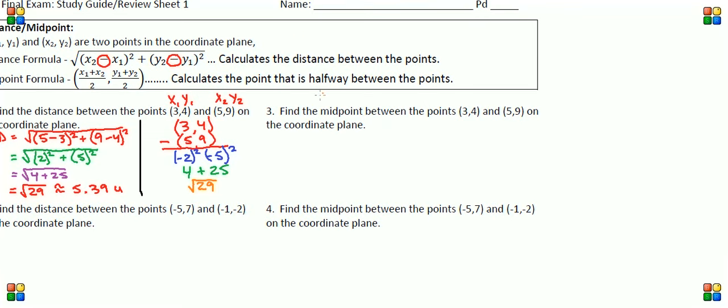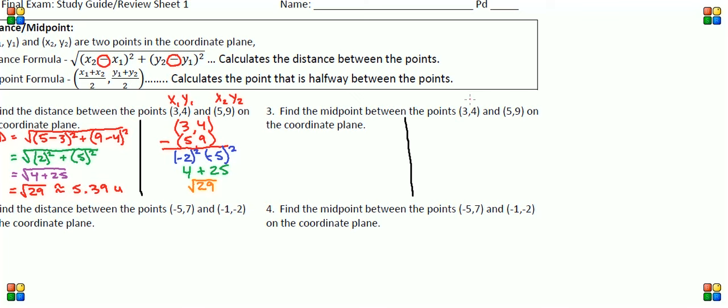Find the midpoint between the points (3, 4) and (5, 9). These are the same coordinates that we had in question number 1, but now instead of distance, we're looking for the midpoint. So here is our midpoint formula. There's two ways to do this again. We can use the midpoint formula, or we can use the midpoint shortcut method that we learned in class. Let's use the midpoint formula first.